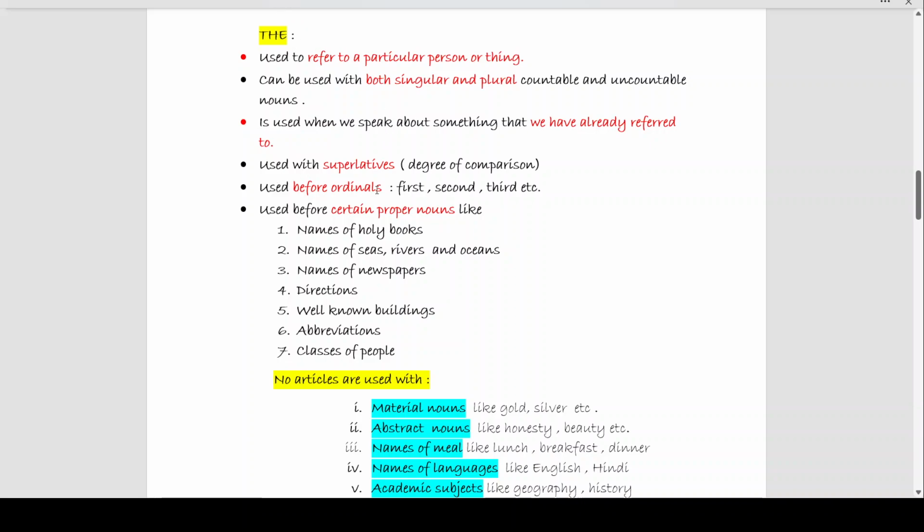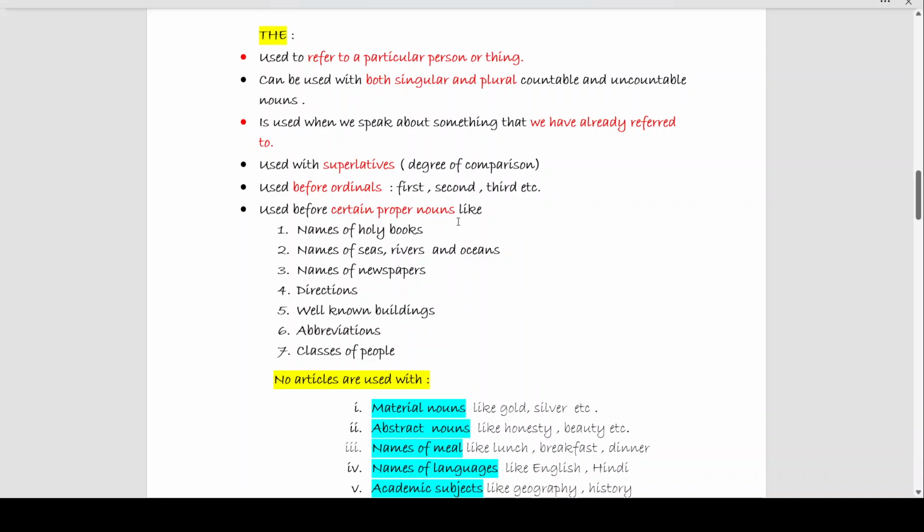It is used before ordinals. What are ordinal numbers? When we refer to numbers as first, second, third, fourth, fifth, these are ordinal numbers. What are cardinal numbers? 1, 2, 3, 4, 5 are called cardinals. Ordinals are first, second, third. So wherever ordinal words come, there also we use the definite article "the".